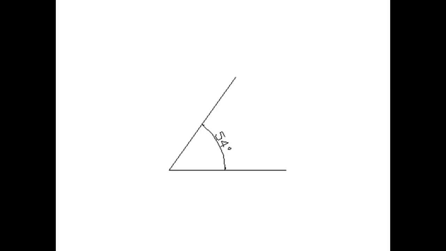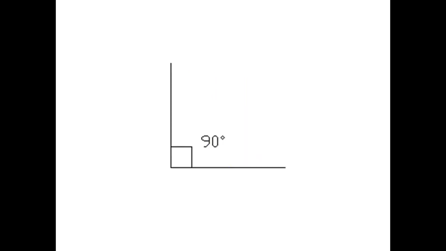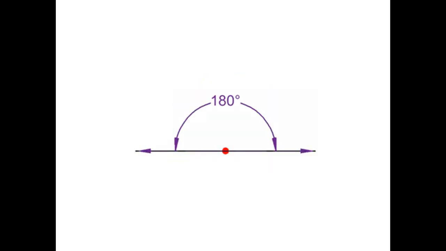So let's see, what is an angle? This is a 54 degrees angle, so we call it an acute angle. And this is a 130 degrees angle, we call it an obtuse angle. And then we have the 90 degrees angle, we name it as a right angle. And then this is a 180 degrees angle, we name it as a straight angle.